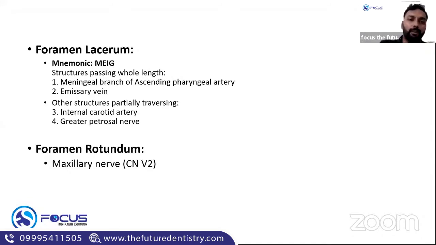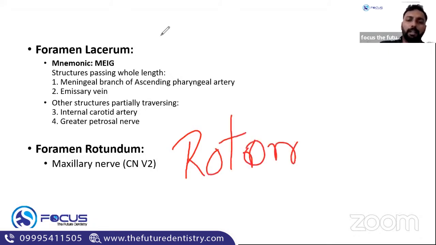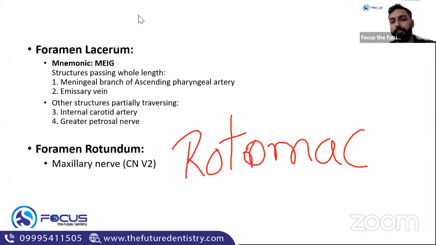So if you are very confused about it, you can remember it by the name Rotomac. There used to be a pen, Rotomac. Okay, so if you want, you can remember it as Rotomac. Mac, you can associate it with maxilla. So rotundum, maxillary nerve, something like that. If you want, you can remember. Okay, and one suggestion I would give to you is, for simple things, don't confuse by putting mnemonics and all. Okay, simple things, keep it simple. Difficult part, you make mnemonics to understand or to remember.